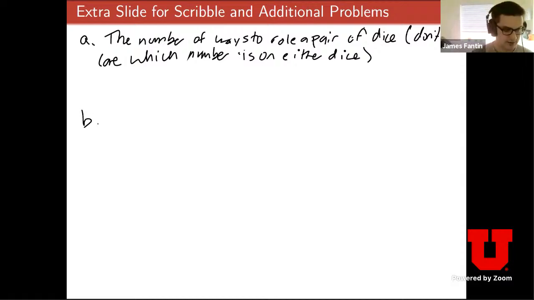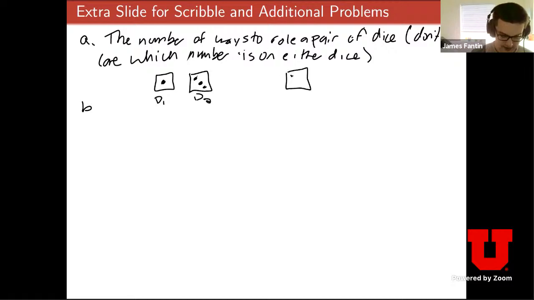So I just want to shout out or type in chat. When it says we don't care which number is on either die, what does that mean precisely? It means that, say, we have a die, and we get a 1 and a 3. Let's call this die D sub 1, and this is die D sub 2. But then I roll again, and this is die D2, or this is die D1. In this problem, we're treating these as the same.